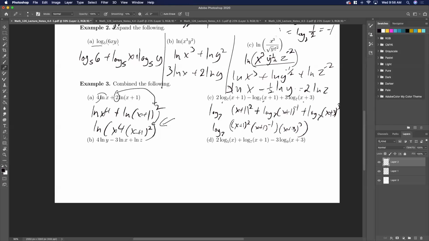And then to simplify this, I can just make this log base 7. I didn't leave myself room for it. I'll do it here and then erase it.